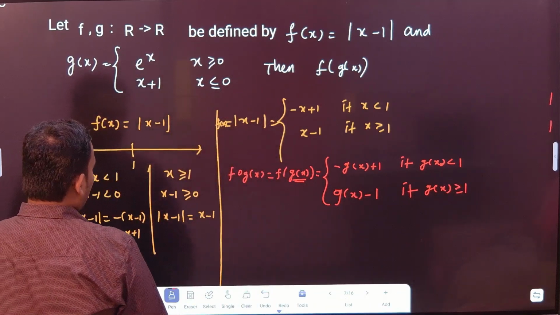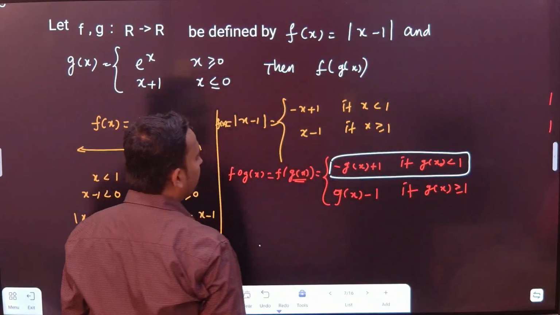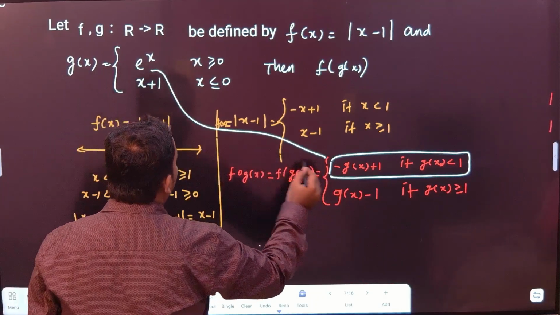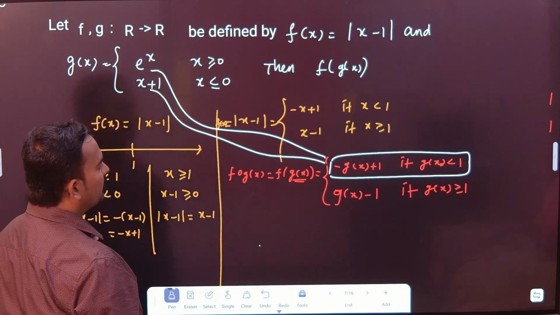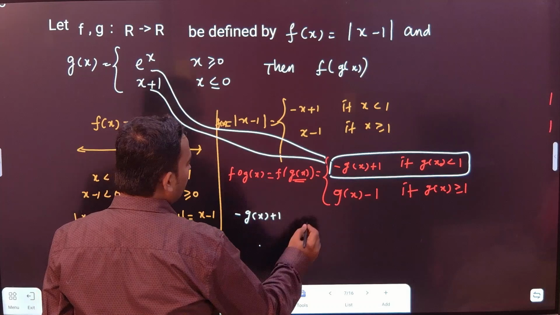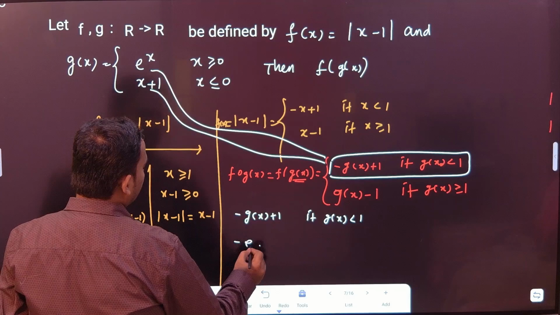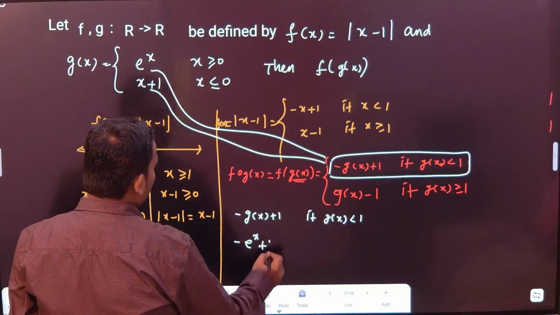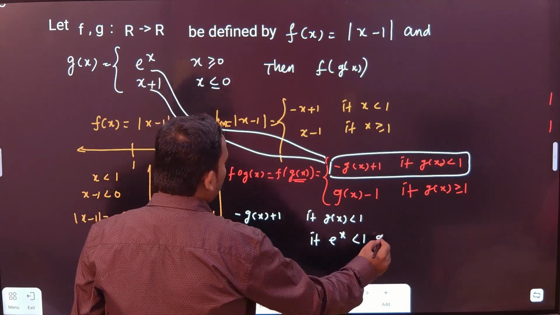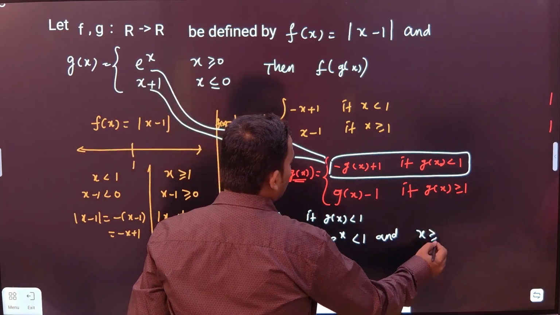Now, students, first we'll fix the first function and replace g of x here, right? First replace e power x: minus g of x plus 1, I am fixing, if g of x is less than 1. Now you replace the first function: minus e power x plus 1 if e power x is less than 1, where we get e power x when x is greater than or equal to 0.